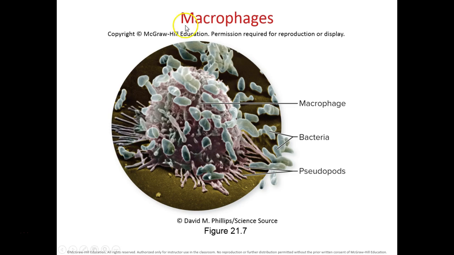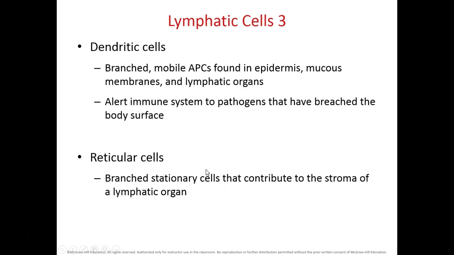All right, so here's showing a macrophage trying to attack several bacteria, and so it's going to try and bring them in, phagocytose them, and kill them. All right, dendritic cells. These are branched mobile antigen presenting cells found in the epidermis, the mucous membranes and lymphatic organs. They alert the immune system to pathogens that have gotten into the body. Reticular cells, these are stationary cells that contribute to the stroma of the lymphatic organ. I'll show you a picture of what that looks like.